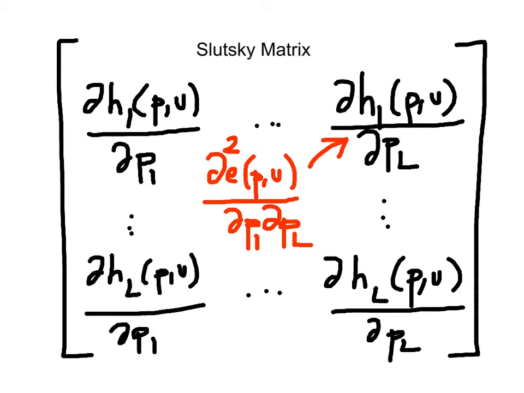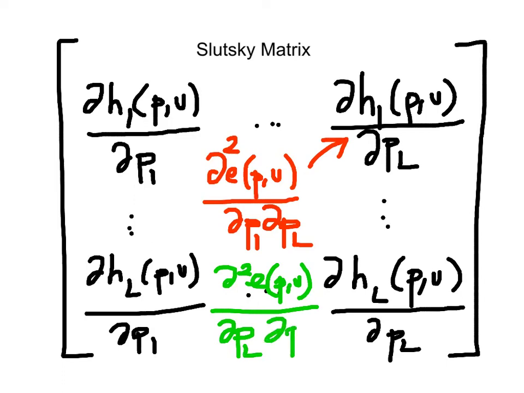So this expression that I've written is actually equal to, and I will change color, this is equal to the second order derivative of the expenditure function with respect to first a change in the price of commodity L, then a change in the price of the first commodity, right? So the order in which I take these derivatives here is irrelevant. These two expressions are equal. That's Young's theorem. Well, guess what? What I've written here in green is actually this entry right here.